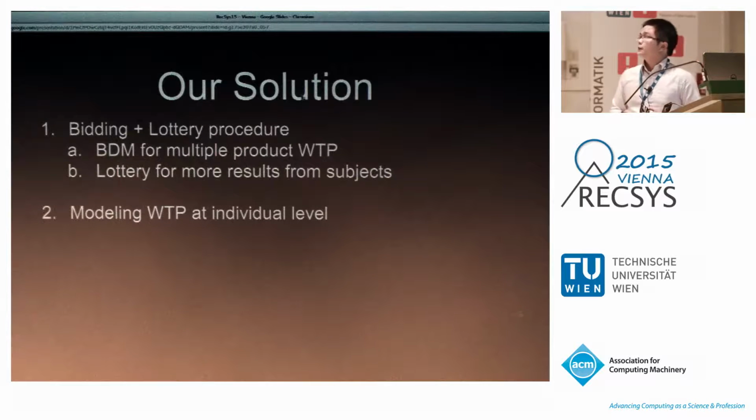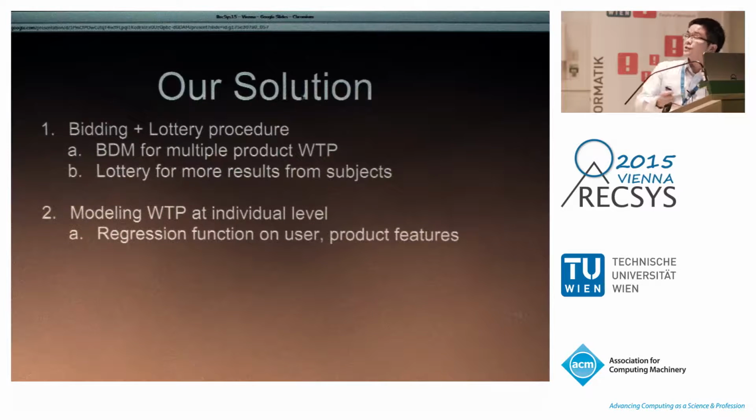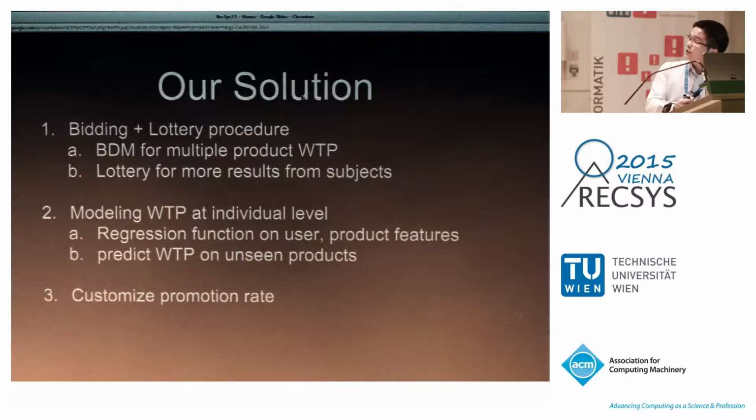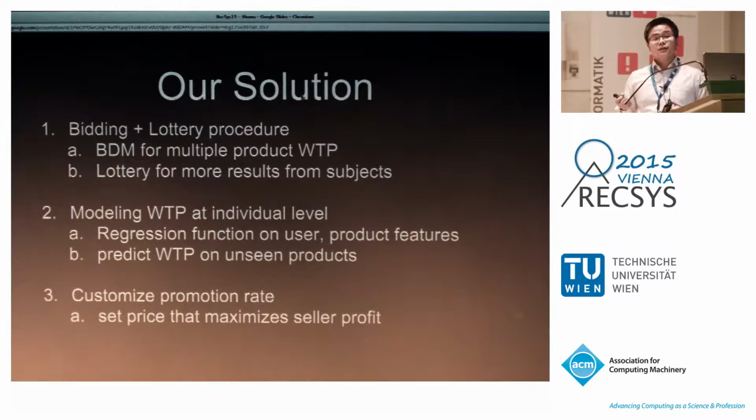With the data collected, we are able to model willingness to pay at an individual level. This is done by training a regression function on user and product features, and we are able to predict willingness to pay on unseen products. And lastly, the most exciting part is that we are able to customize promotion rate on an individual basis. We can set the price so that the seller profit will be maximized.